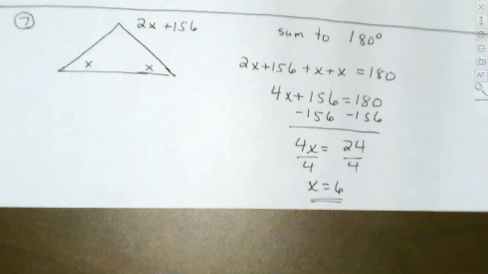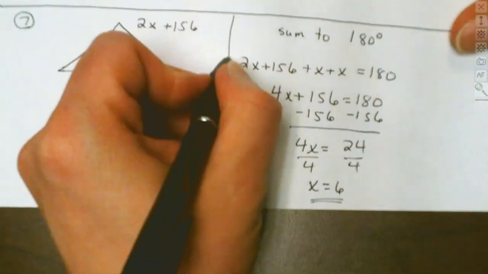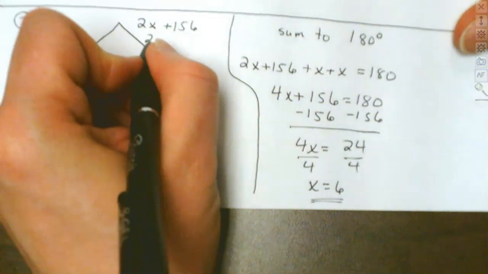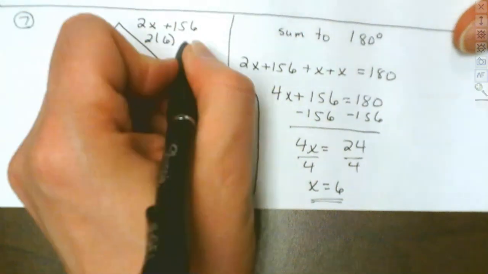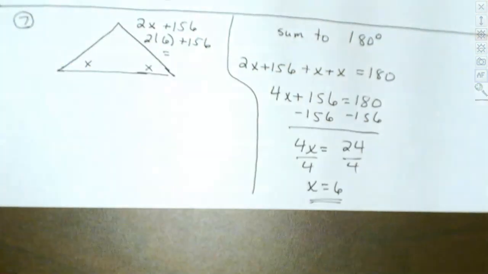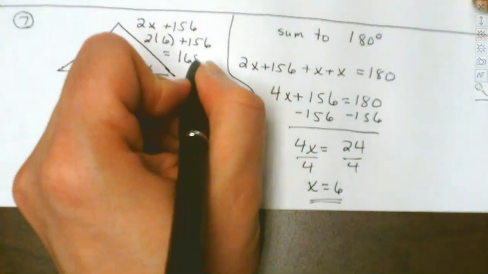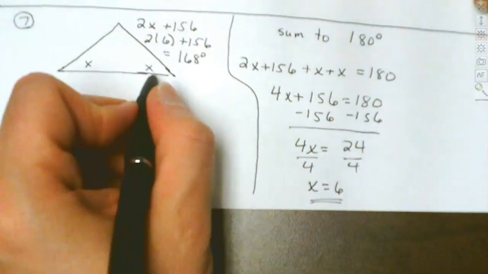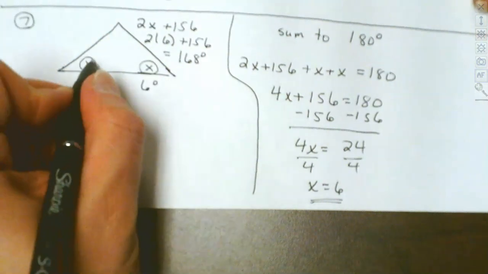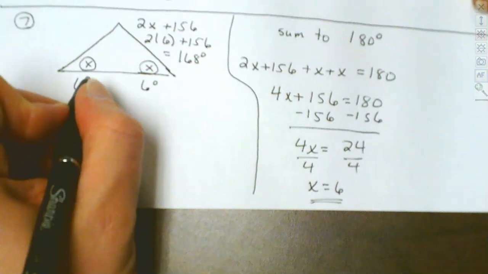So that means you've got to plug that 6 back in. So we're now going to take that 6 and plug it back in. That's going to be 2 times the 6 plus 156. So 2 times the 6, that's 12, plus 156. That makes it 168 degrees. This one is x, so that's 6 degrees. And this one's also x, so that's 6 degrees.